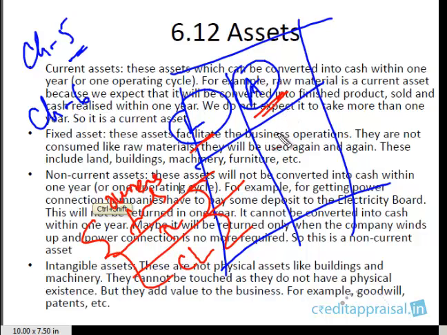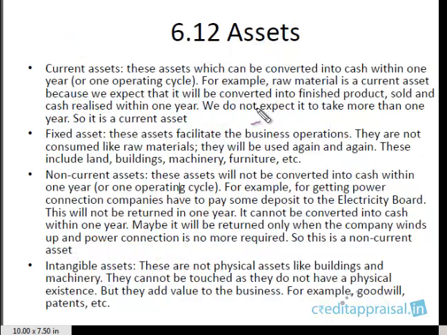Just like we classified the liabilities into three major categories, owner's funds, term liabilities and current liabilities, on the asset side also we have some broad classifications. Here we have four classifications: current assets, fixed assets, non-current assets and intangible assets. These are the four major classifications which we will encounter under the asset side.